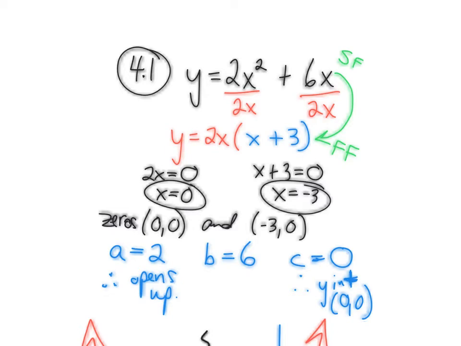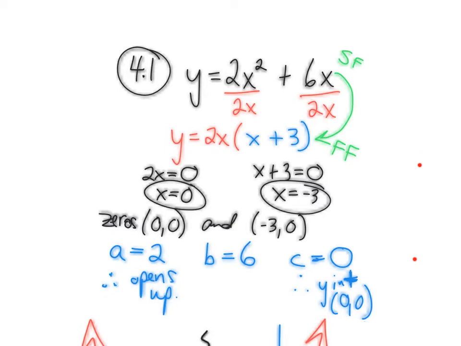So we went from standard form to factored form. Then we could take each factor and set them to 0. Because when y equals 0, we are on the x-axis. And if we're on the x-axis, then we have found an x-intercept. So the first x-intercept is (0, 0). And the second one's at (-3, 0). And that's why the nickname for the x-intercepts of a quadratic is called the zeros, because y equals 0.